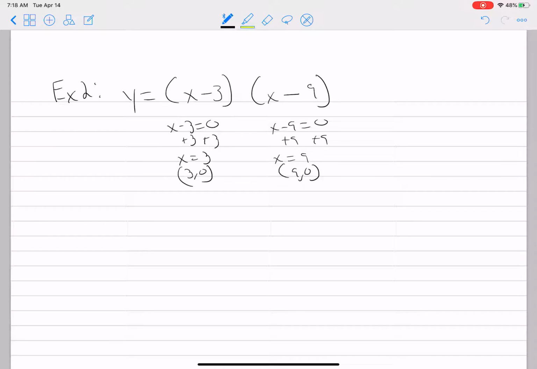Alright, I have my two x-intercepts. So if I had a number line, here's 0, 1, 2, 3, 4, 5, 6, 7, 8, 9. Here's 3, here's 9. Going 1, 1, 2, 2, 3, 3.